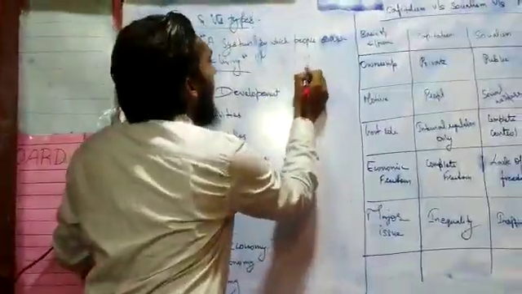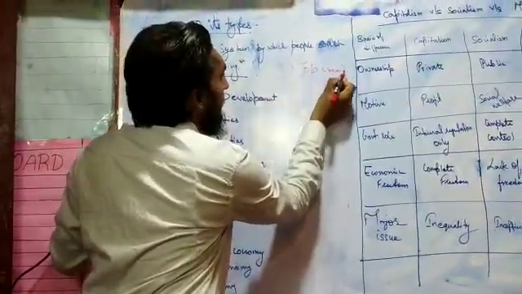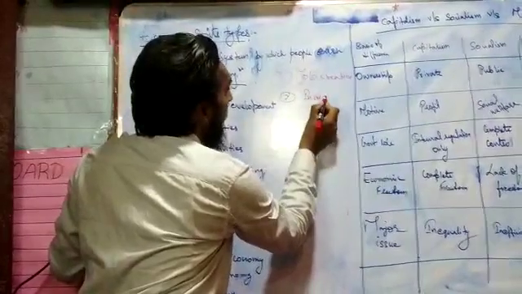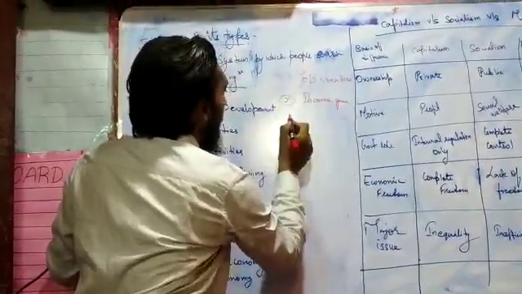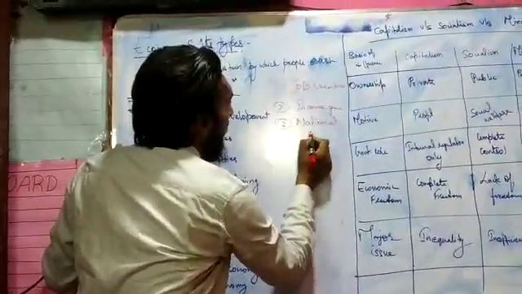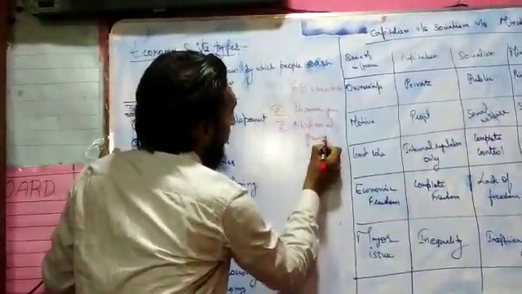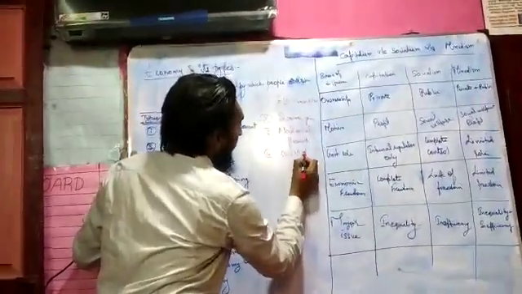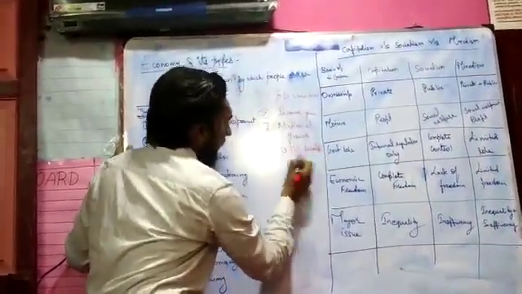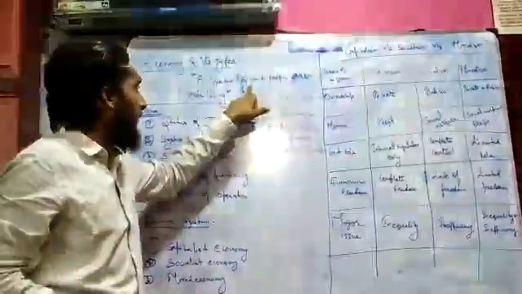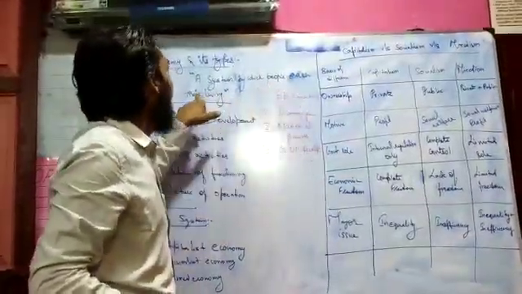How will they earn? What kind of living? It is job creation, income generation, national growth, GDP development, all these kinds of things. So the economy is a system in which people earn their living.